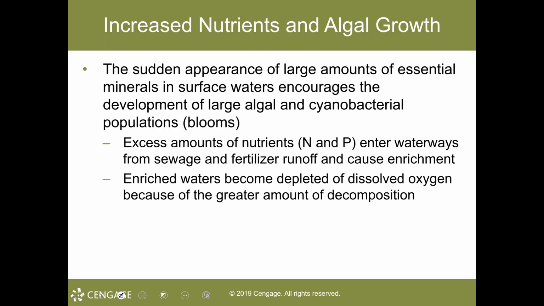With increased nutrient and algae growth, the presence of high levels of plant and algae nutrients, such as nitrogen and phosphorus, causes enrichment or fertilization of the body of water. Excess amounts of these nutrients enter the waterways from sewage and from fertilizer runoff from lawns and fields. The water in an enriched pond or lake is clouded because of the vast number of algae and cyanobacteria, causing, of course, an algal bloom.